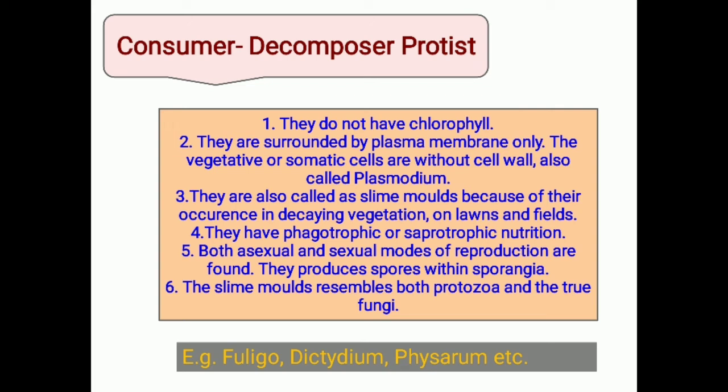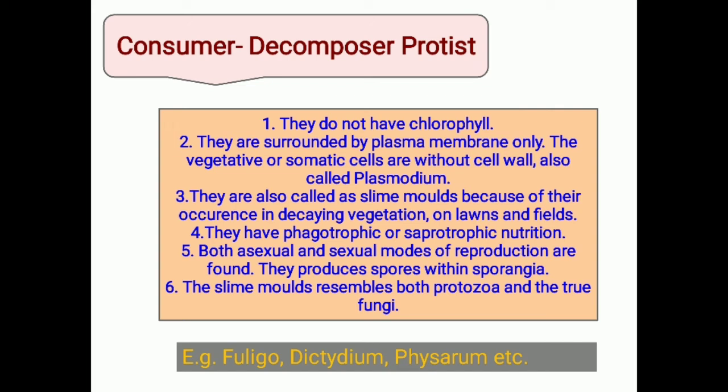An asexual mode of reproduction also takes place by the formation of spores. That is, they produce spores within a structure which is called a sporangium. The slime molds resemble both protozoa and the true fungi. As we know, the slime molds are heterotrophic in their nutrition. Therefore, they cause death and decomposition of the organic matter in the soil.